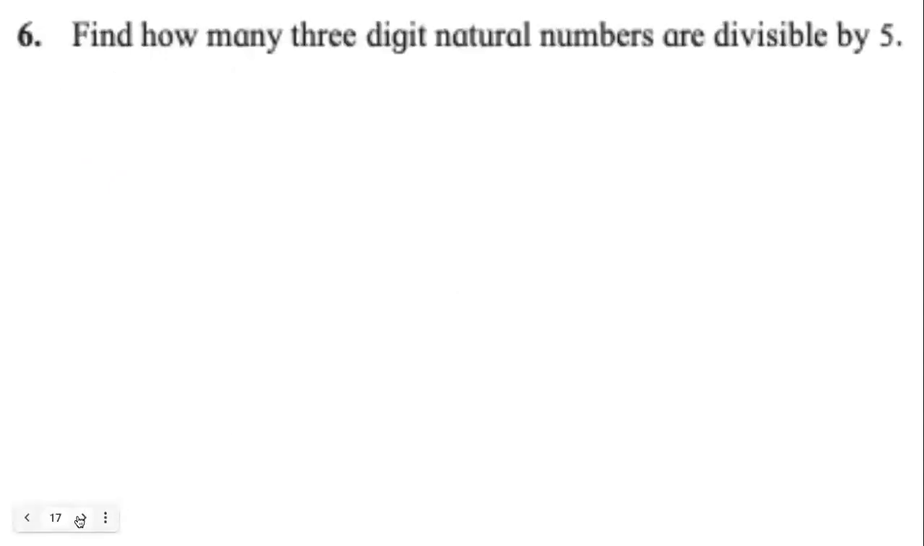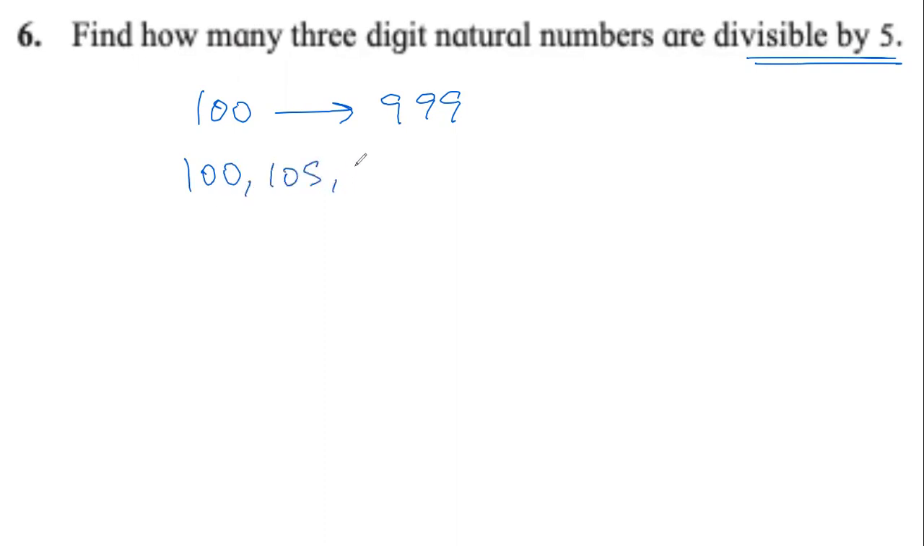Moving on. Question number 6 of practice set 3.2. It says how many 3-digit natural numbers are divisible by 5? So remember, the 3-digit natural numbers start from 100. They go all the way up to 999. It says divisible by 5. So the smallest 3-digit number that is divisible by 5 is 100. It continues, and it continues till 995. Just like the example question, 2-digit numbers divisible by 4, it is 3-digit numbers divisible by 5. Same logic.